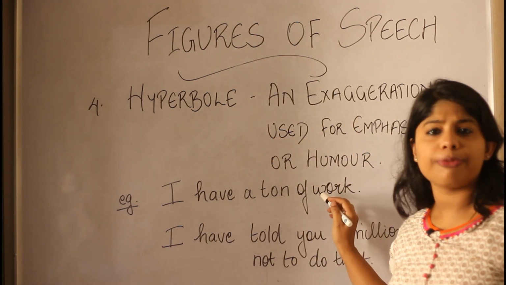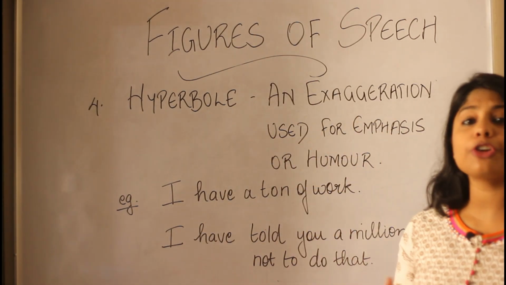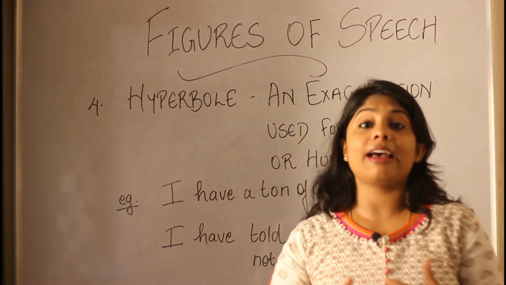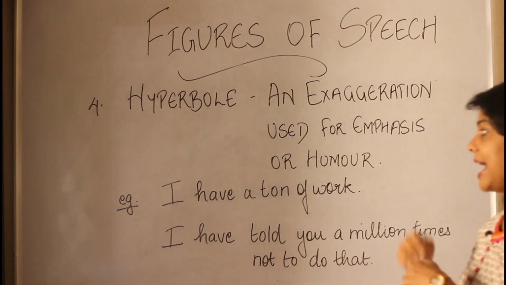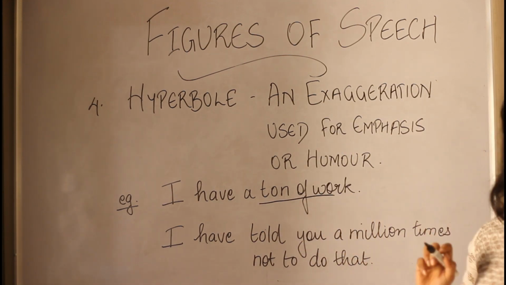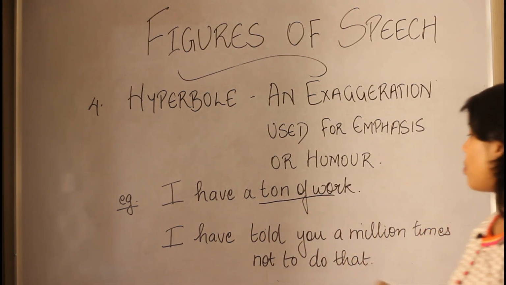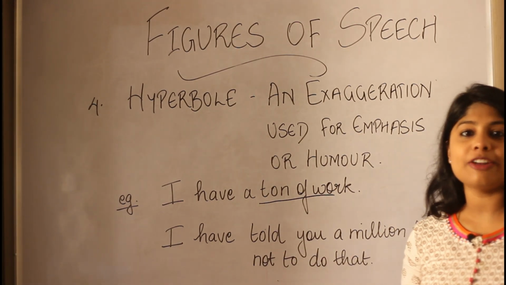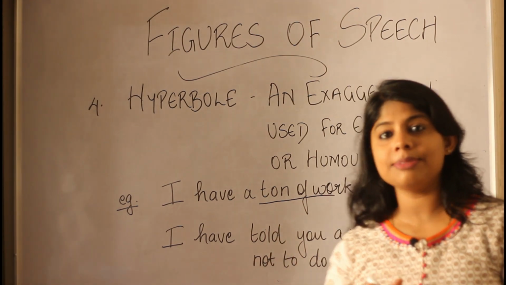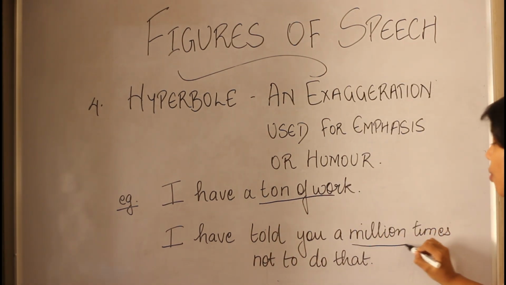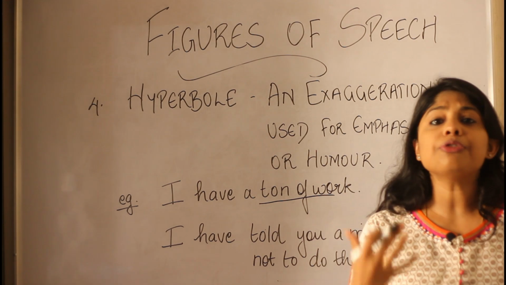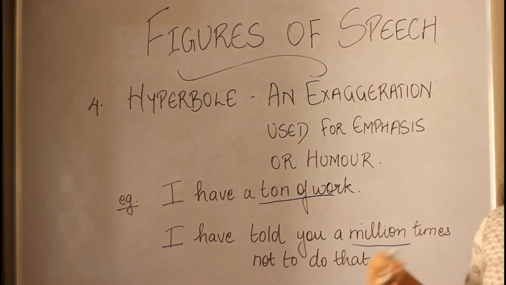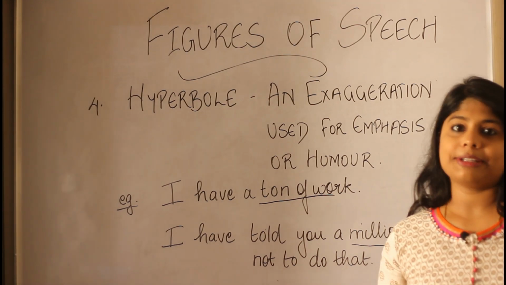I have a ton of work. Now here I could have said I have a lot of work, but to emphasize that I have so much of work to do, I said I have a ton of work. The second one, I have told you 1,000,000 times not to do that. Now, I have really not told you this 1,000,000 times, but just to emphasize that I have told you this many times and you shouldn't be doing it, I have used the word 1,000,000 times as a hyperbole in this statement.